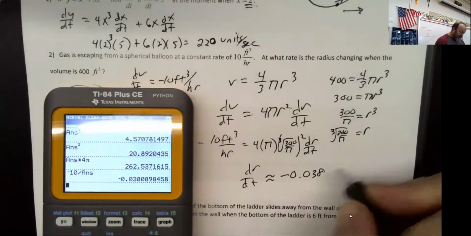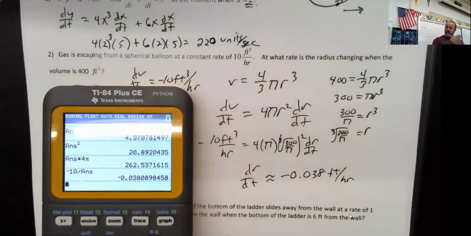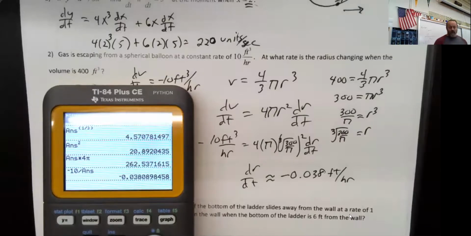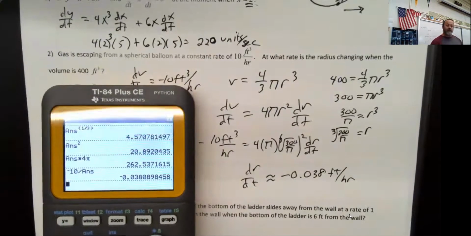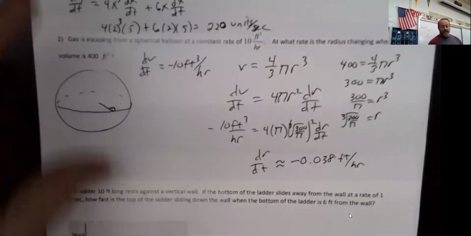-0.038 feet per hour. Well, if you're in a hot air balloon going across the tundra, you hope that you're not losing your volume or your radius very carefully, because it might be a rough descent. Okay, number 3. Familiar question.